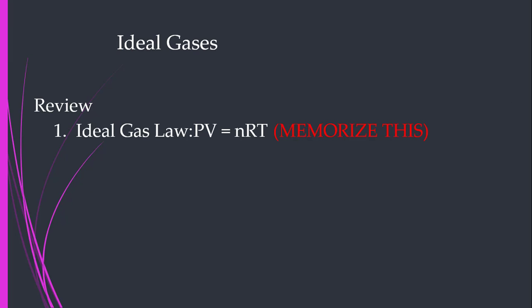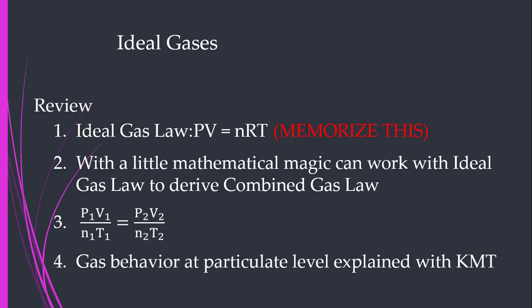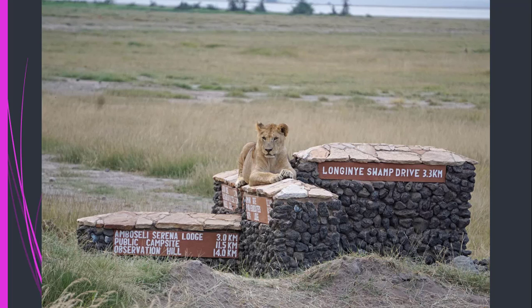So to review, you start with the ideal gas law, PV equals nRT. You need to memorize this. You can do a little mathematical wizardry, and you get the derived combined gas law, which is P1V1 divided by N1T1 equals P2V2 divided by N2T2. This is useful when you're comparing one set of conditions to another. And I'm going to remind you that the gas behavior at the particulate level is explained with KMT. In the next video, I'm going to deconstruct the combined gas laws and merge that with the kinetic molecular theory to wrap everything up.